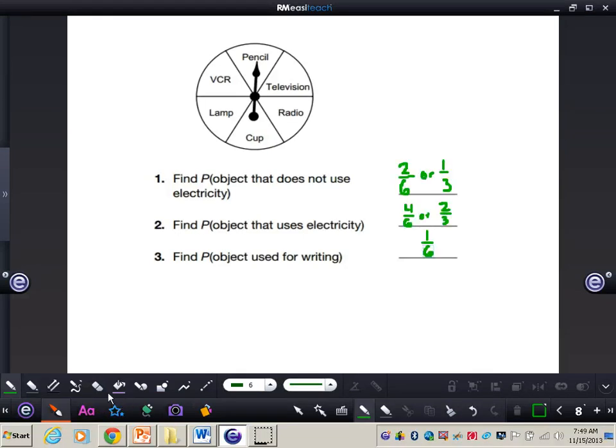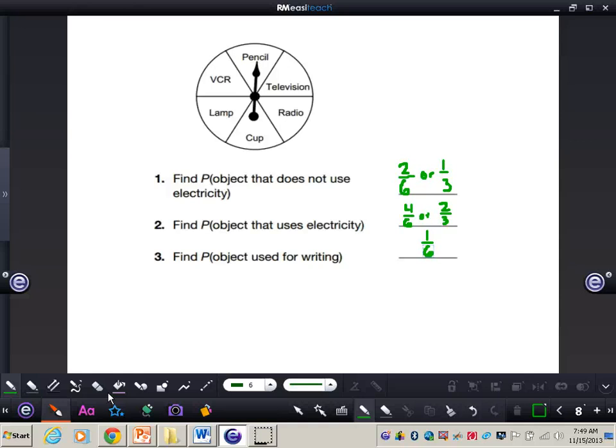Okay, here are the answers to these questions. Probability that an object does not use electricity if you were to spin the spinner: we have 2 out of 6 or 1 out of 3 chances. Probability that the object uses electricity, 4 out of 6 or 2 out of 3 chances. And finally, probability of object used for writing, we can see 1 out of 6 chances.